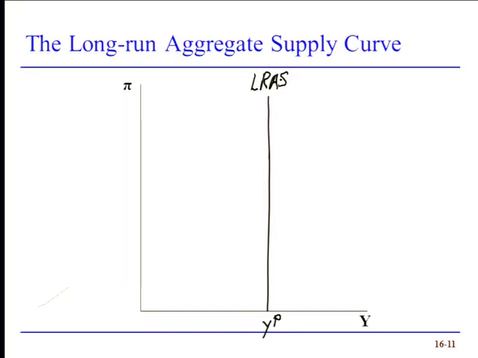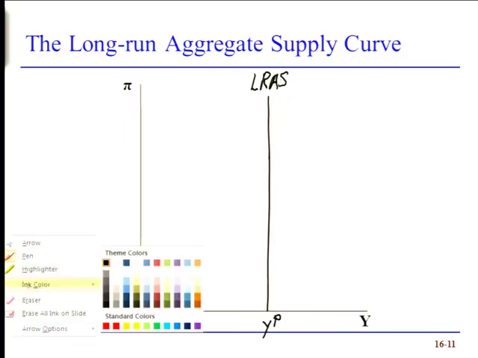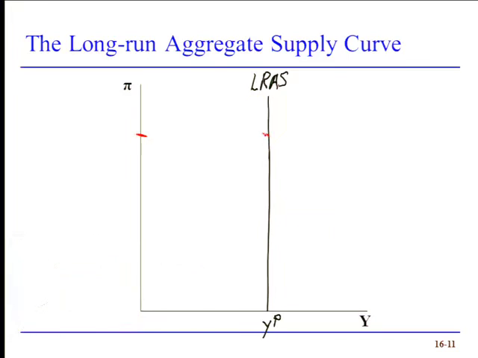Long run, classical dichotomy. Nominal variables, like inflation, have no effect on real variables like potential economic output. This is why it's vertical. So notice then that we could have a very high level of inflation and still be on the long-run aggregate supply curve. Or we could have a low level of inflation. We would still be on the long-run aggregate supply curve. So inflation has nothing to do with potential economic output.